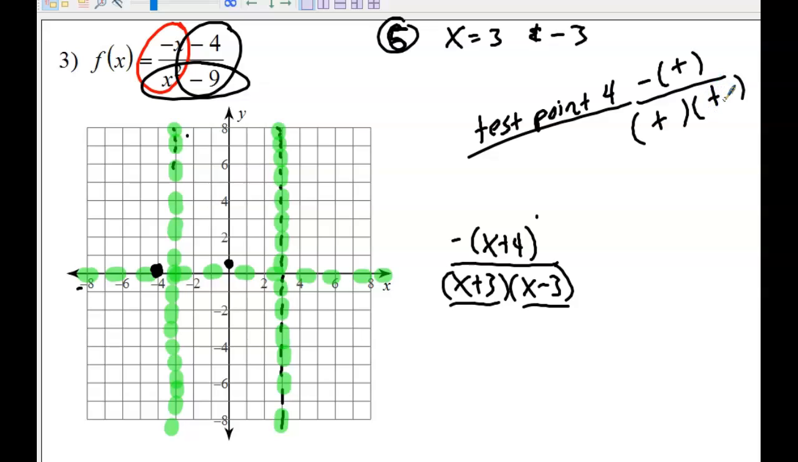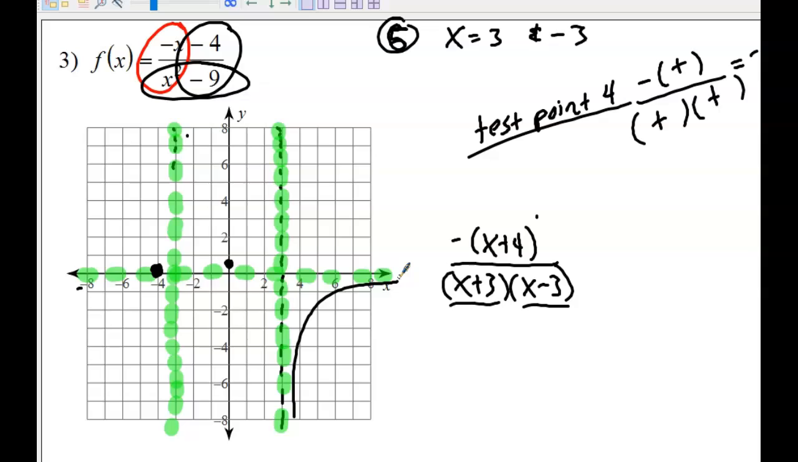What do you guys think the final answer would be if I had a negative times a positive divided by 2 positives? The final answer is negative, right? So if I have a test point of 4, I get a negative, which means, is it going to be on the top or bottom? It's going to be on the bottom. So that's how you do it.